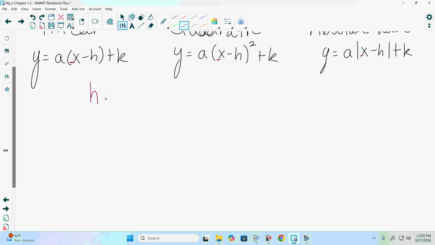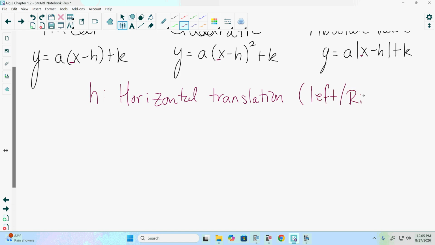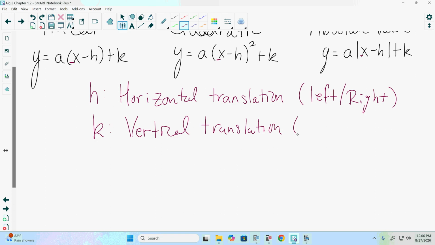Now, the way that we know, especially from an equation, if it's moved, is based off of 2 letters. H is a horizontal translation. It's our left or right movement. And we got to be careful with those. It's opposite of what we think. K tells us if there is a vertical translation. Is it moving up or down? And it's more exactly what we think, what we see.